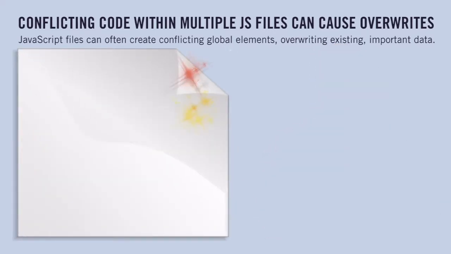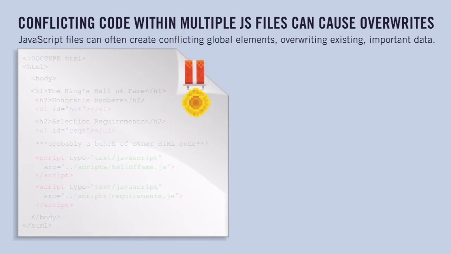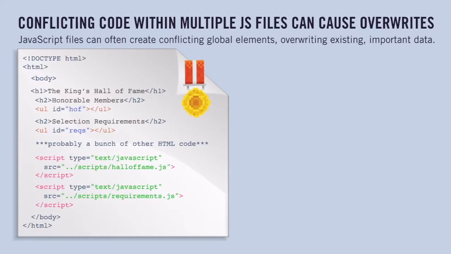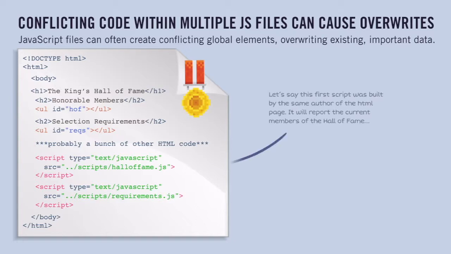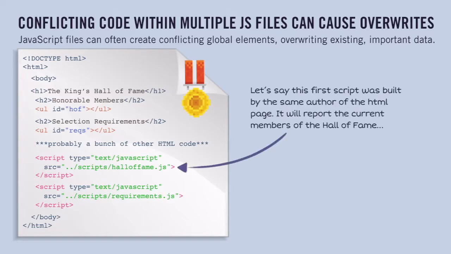So say we had a Hall of Fame website document here. You can see various HTML elements as well as some unordered lists and some script files that we call just before the end of the body tag. Let's say that this first script was built by the same author who built the entire HTML structure. And that's going to report the current members of the Hall of Fame.